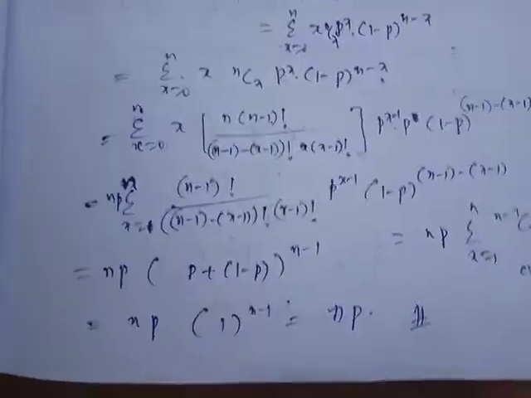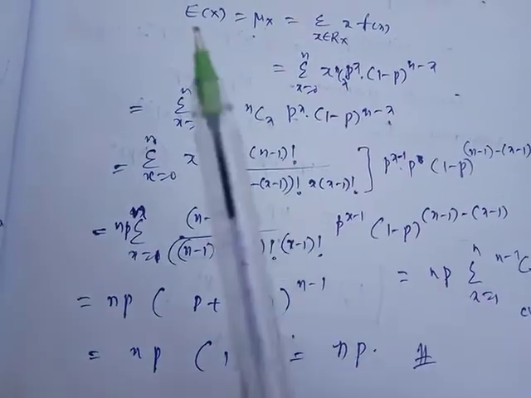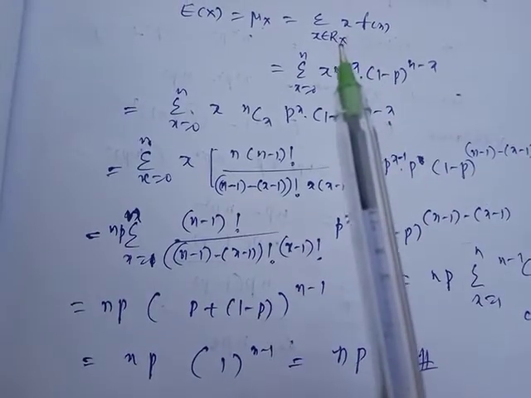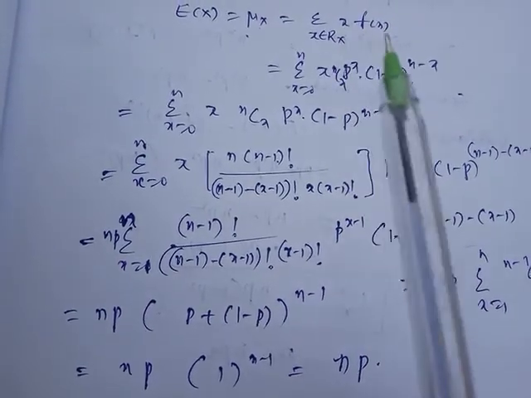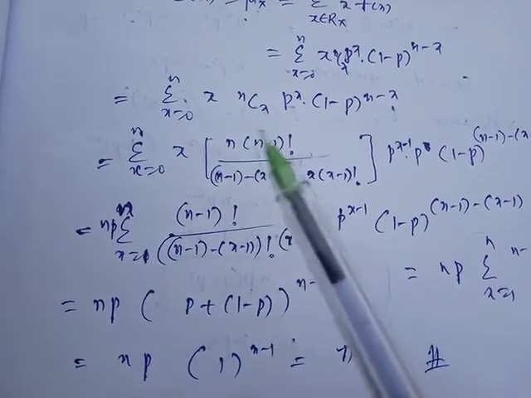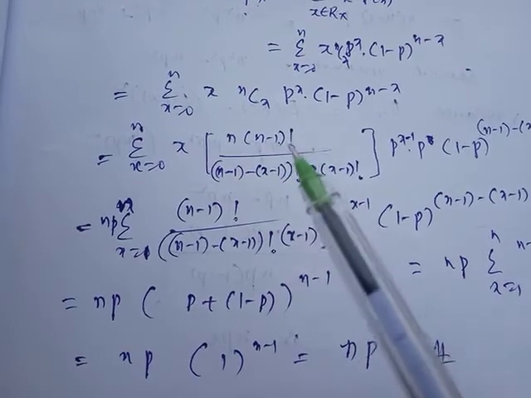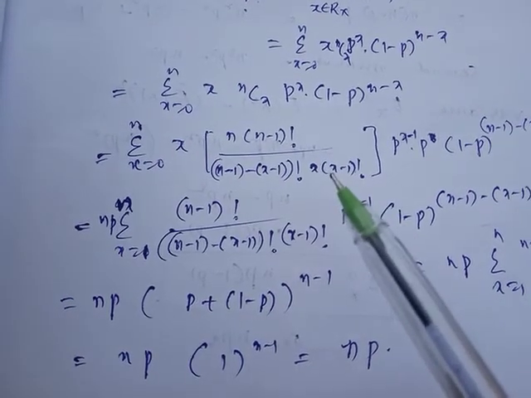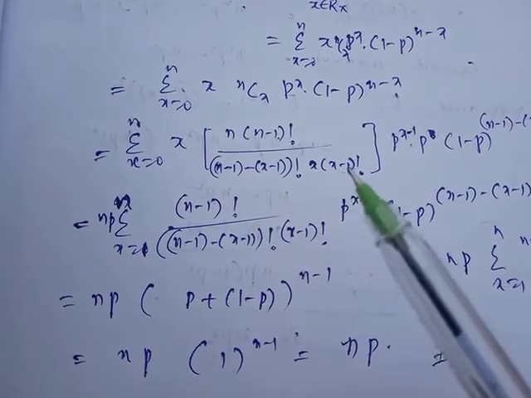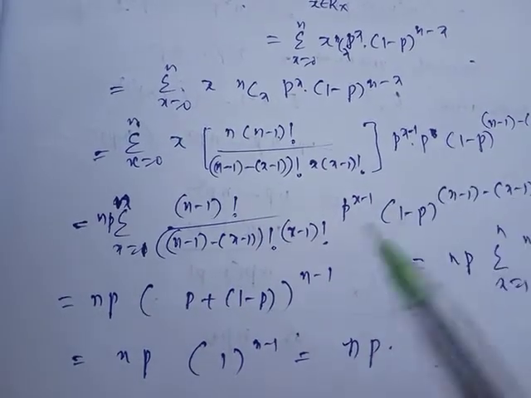Similarly, we can determine the second moment by replacing x by x square. E of x square equals the summation over x in the range space of x square into f of x. You can compute similarly, expanding the nCx values: n into (n minus 1) into (n minus 2) factorial. Next, x factorial can be written as x into (x minus 1) into (x minus 2) factorial, and you cancel the x square term and the remaining terms.